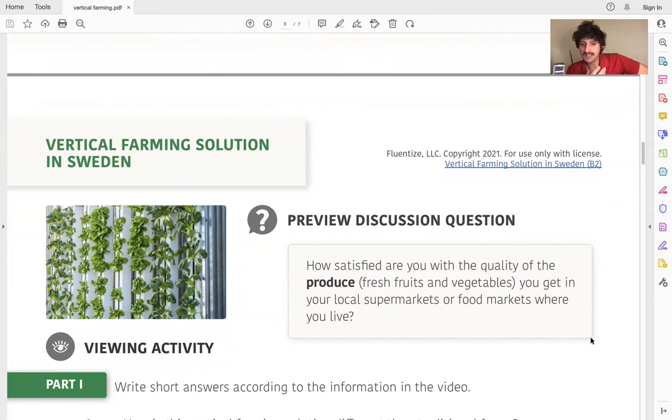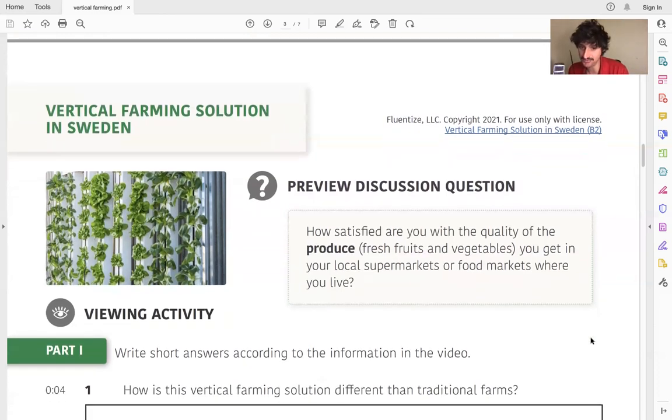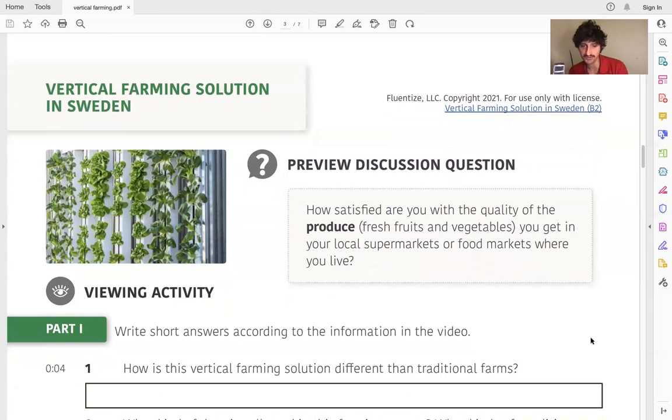Okay. Now, in this, they're going to talk about produce. Produce is another word for fresh fruits and vegetables. So I want you to think, and you're going to tell your partner in class, how satisfied are you with the quality of the produce you get in your local supermarkets or food markets where you live? Okay, so talk about the quality of the produce. How good is it? And give details, like what do you buy?